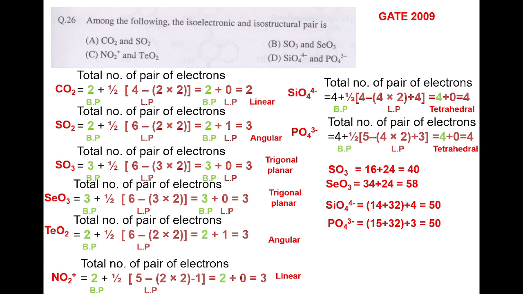Sulfur dioxide is angular, sulfur trioxide trigonal planar, selenium trioxide trigonal planar. Selenium and oxygen, sulfur, selenium, tellurium are all in one family, so the outermost electrons of the central atom are always 6. Nitrogen and phosphorus are in one family, so NO2 plus is linear. Silicon is in the carbon family, same as carbon, with 4 outermost electrons.